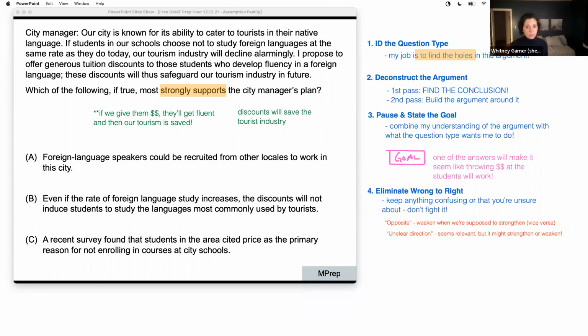All right, so let's run through them together. "Foreign language speakers could be recruited from other locales to work in this city." Well, hold on. If this is an option, that might not be great. That might not be right. I'm trying to say that this plan is going to work. Now, that said, one of the things I want to highlight is one of the common wrong answer types in this world.